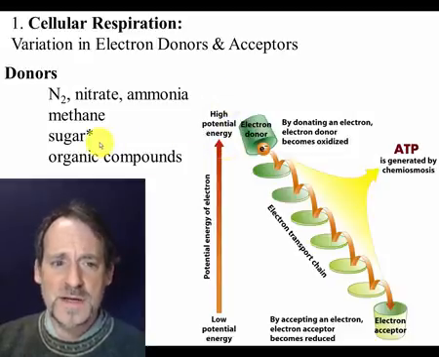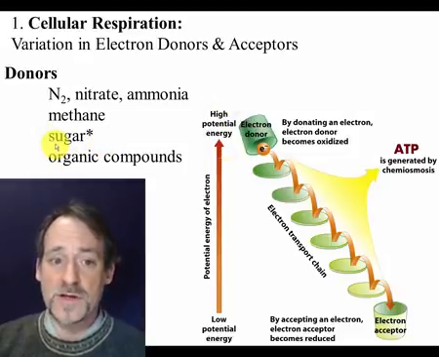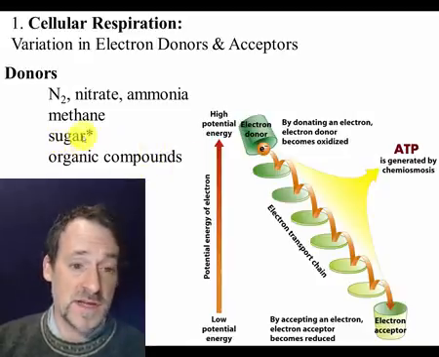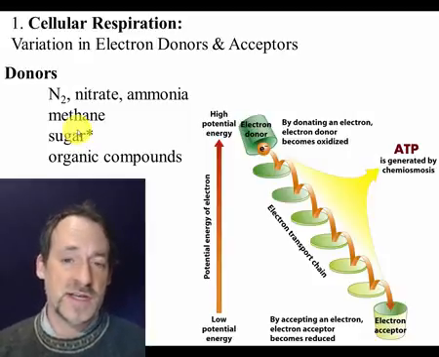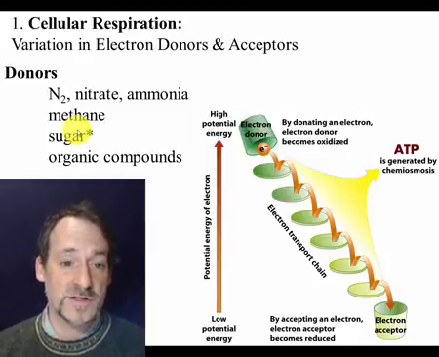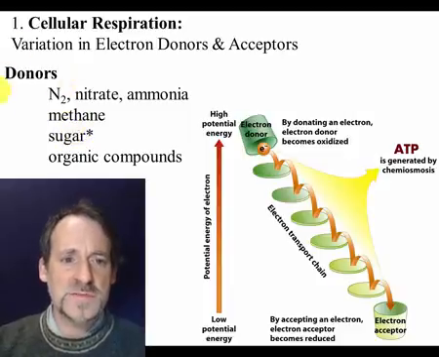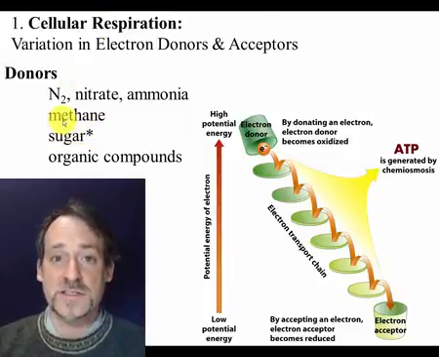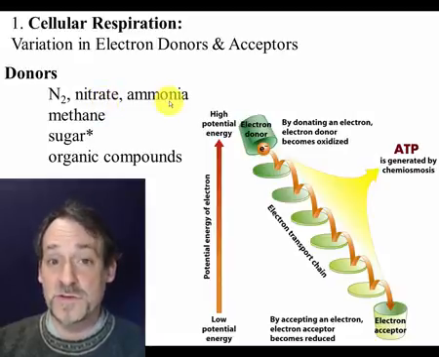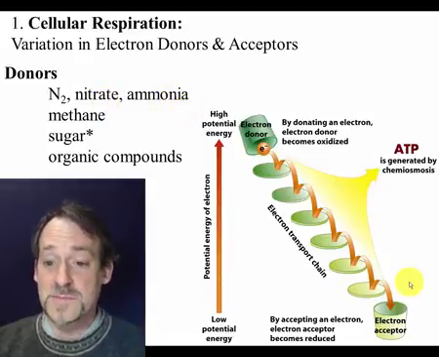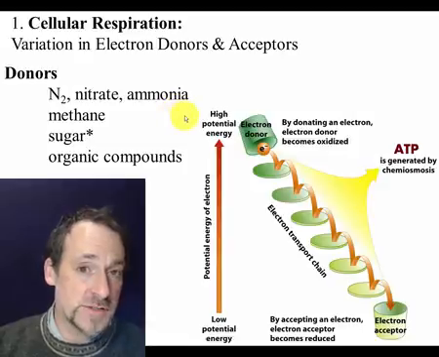So for example, not only are there electron donors like sugar and organic compounds, which are the ones that you probably think of, especially sugar because that's what your body uses as fuel in cellular respiration, but there are organisms that use methane as an energy source. There are organisms that use atmospheric nitrogen and other forms of nitrogen-containing compounds, nitrate and ammonia. They strip electrons away from those and pass them down an electron transport chain.